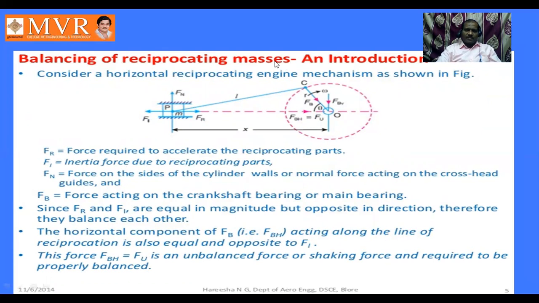Balancing of reciprocating masses and introduction. Consider a horizontal reciprocating engine mechanism as shown in the figure. The same figure is there. Fr is the force required to accelerate the reciprocating parts. This is Fr, the radial force. Fi is the inertia force due to the reciprocating parts. Fn is the force on the sides of the cylinder walls, or the normal force acting on the crosshead guides.